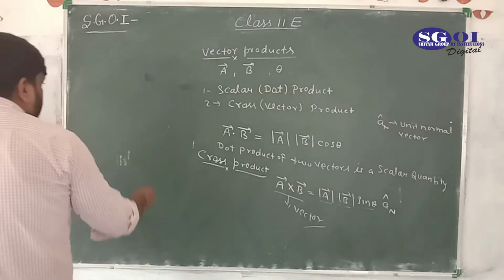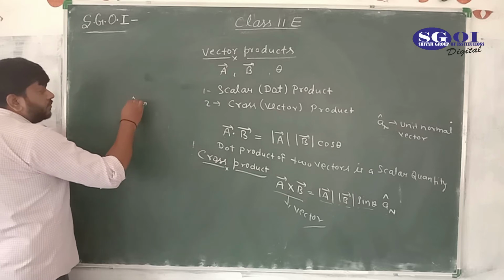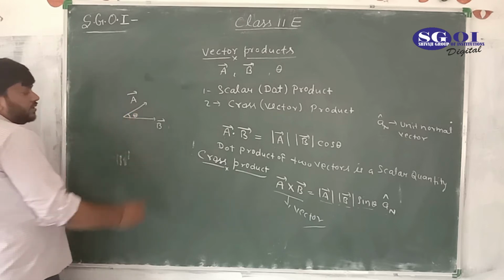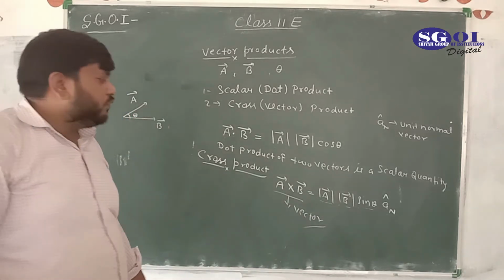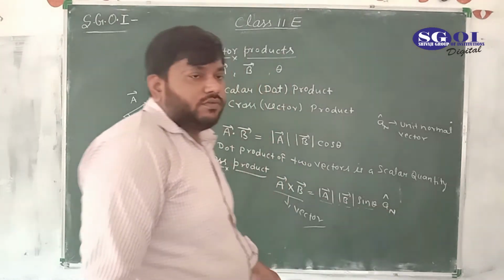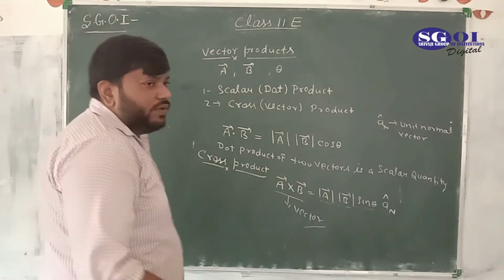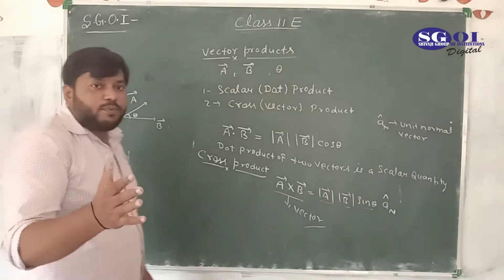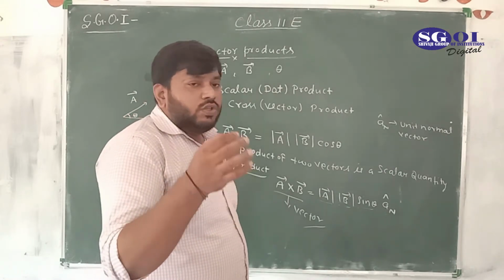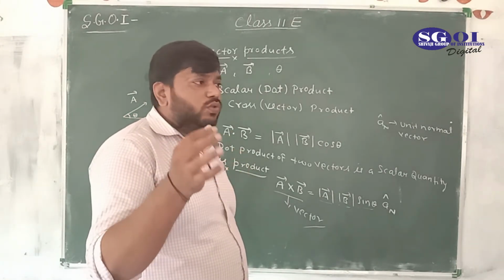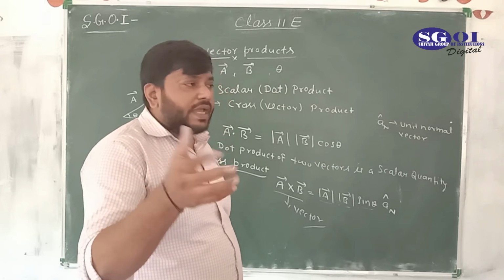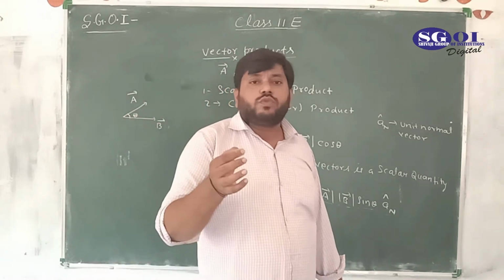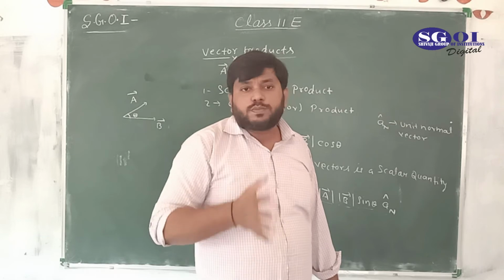Now, where is the direction n cap? Let's see. Suppose this is the vector A and this is the vector B, and the angle between them is theta. We want to find the n cap vector. For finding the n cap vector, we would use the right hand rule. How do we apply it? This is very important because you have to use that concept in class 12 when you study the magnetic chapter. So you have to be well aware of how to find the direction of the cross product of two vectors.